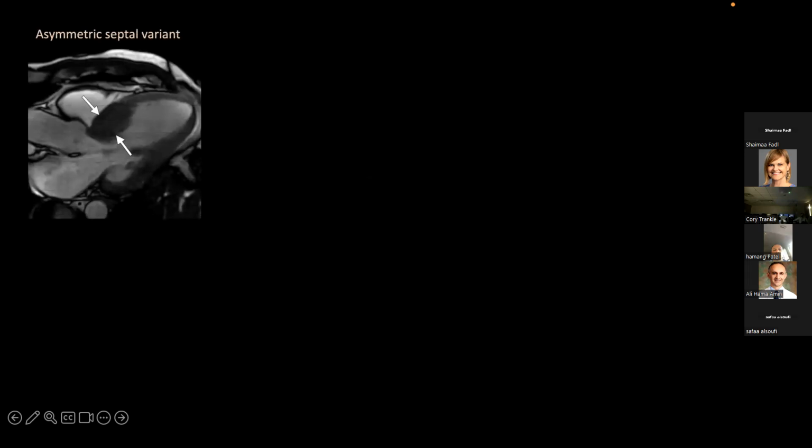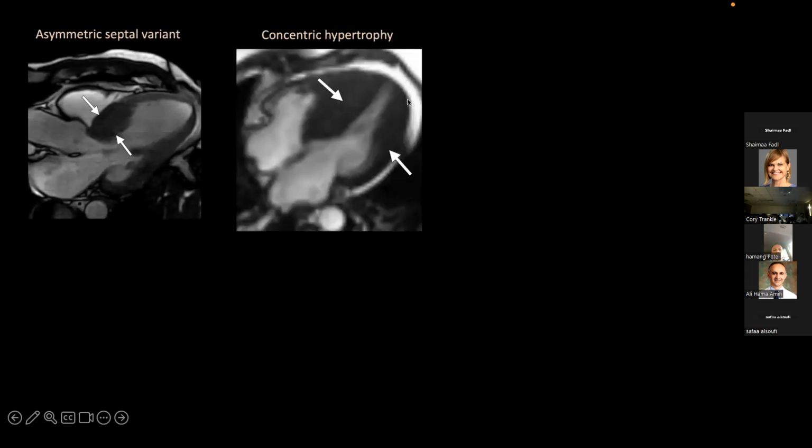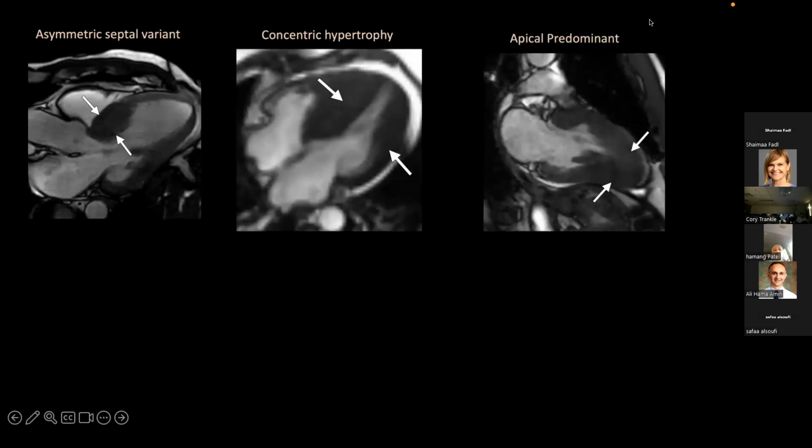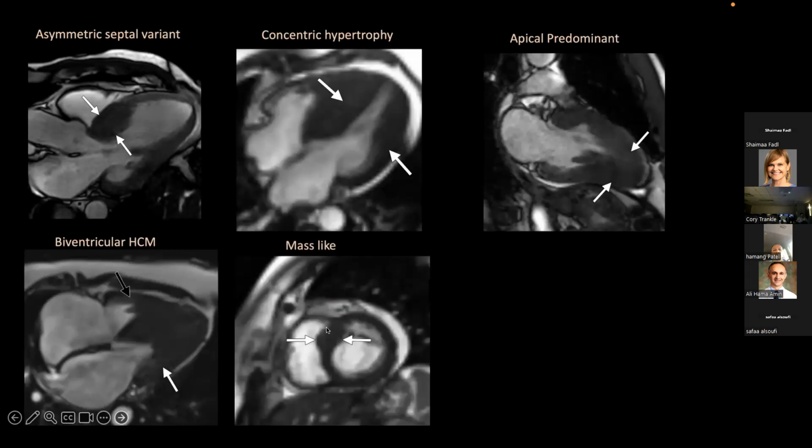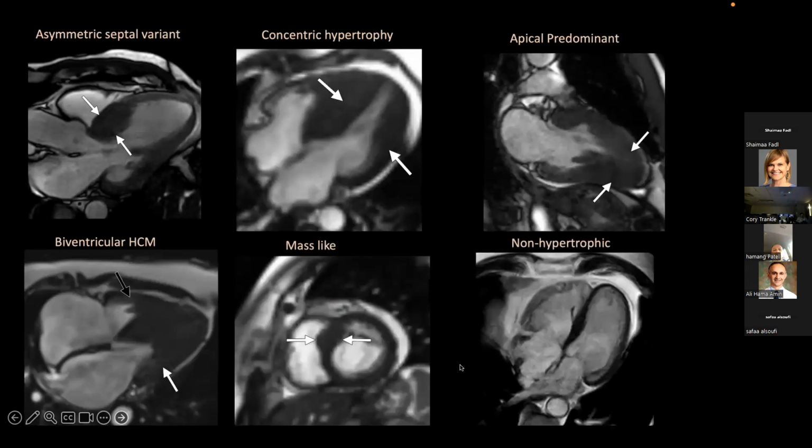These are the morphologic variations of HCM: asymmetric septal hypertrophy, concentric hypertrophy, apical predominant, biventricular HCM involving the RV, mass-like HCM, which is problematic with patients that you are not sure this is a mass versus mass-like hypertrophy, or non-hypertrophic variant.